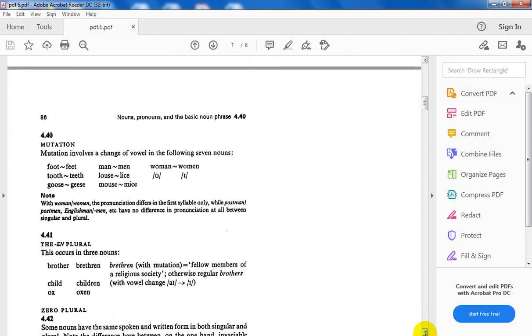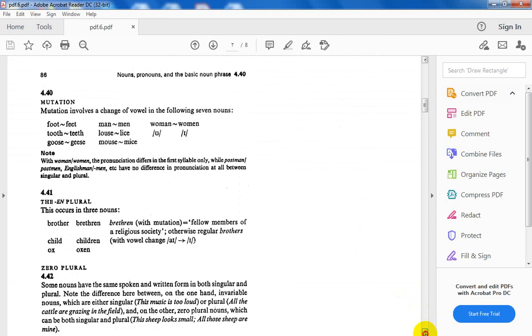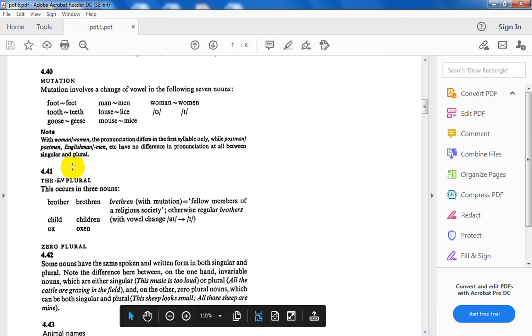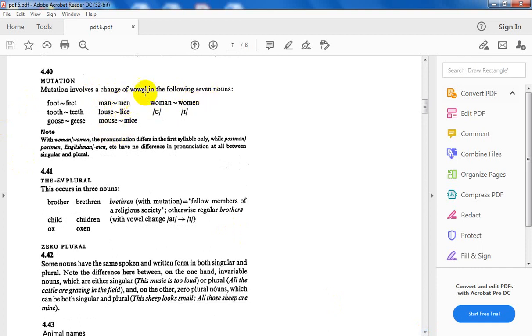The second type of plural is what? Mutation. Mutation involves a change of vowel in the following seven nouns. Only these nouns adopt the mutation, changing the middle vowel: foot, feet, tooth, teeth, goose, geese, man, men, louse, lice, mouse, mice, woman, women. These are the seven nouns that adopt the mutation plural.